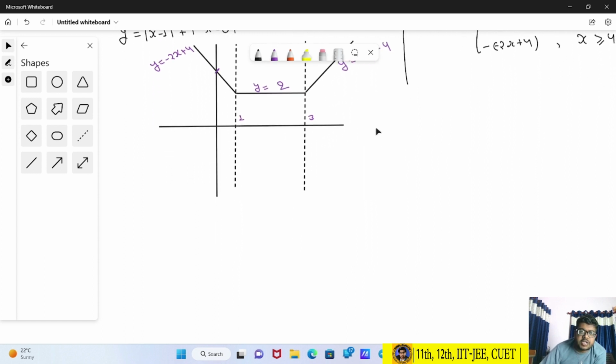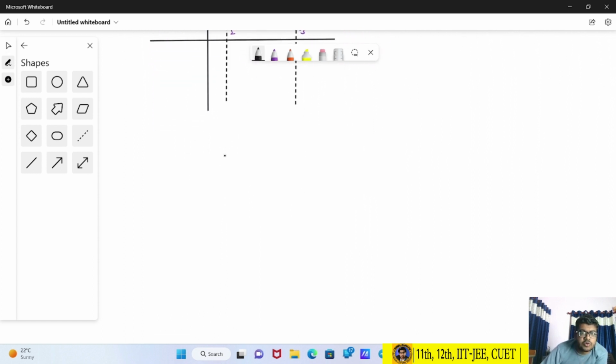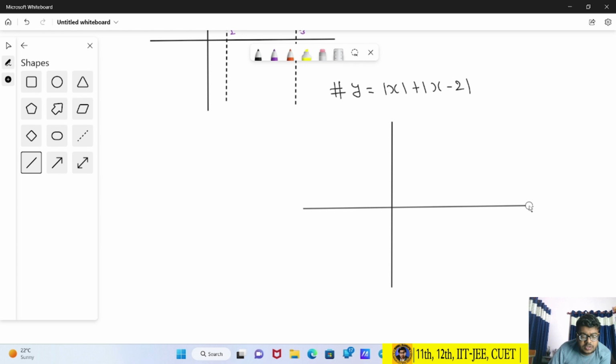Suppose now we take some few more questions. Suppose here y is equal to mod x plus mod x minus 2. Now we draw coordinate axes directly, and we know the graph. So the turning points are x equal to 0 and 2. So y is equal to 0 is here, this is the turning point.